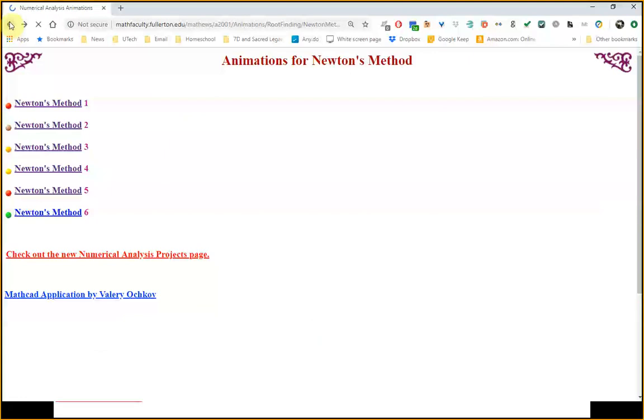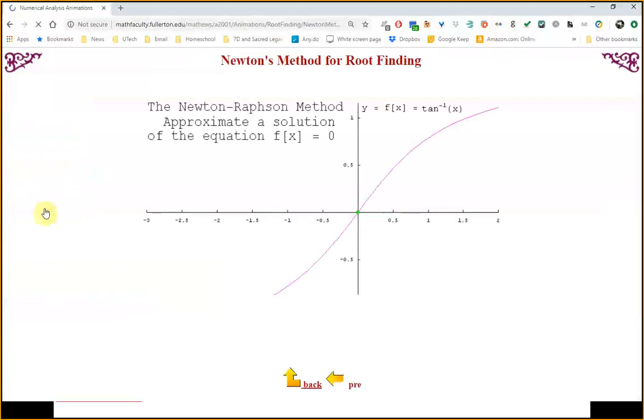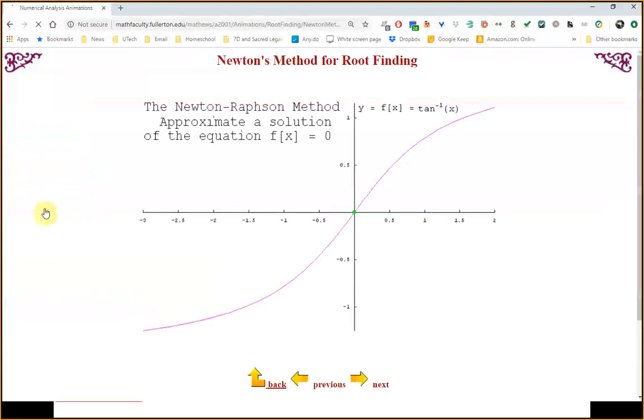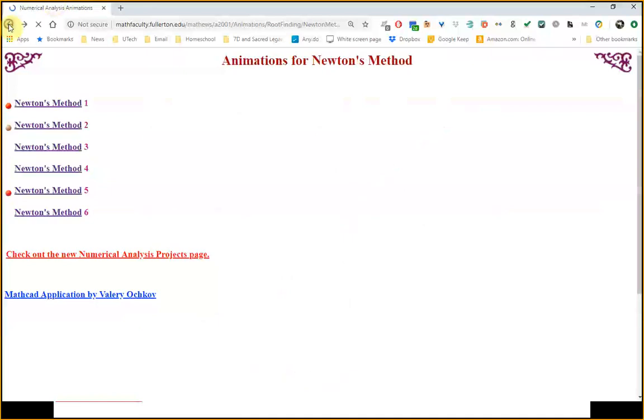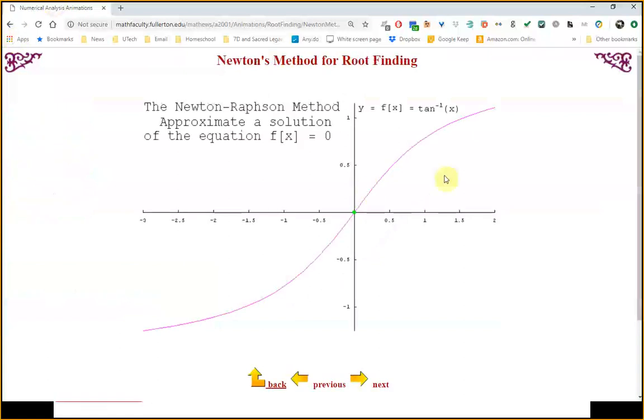Final case, where you have a root. I think this was the same as case 2. I'll go back to case 2. No, it wasn't case 2, it was case 3. Same as case 3, but we're going to start at a different location. Here we started at about 1.3.